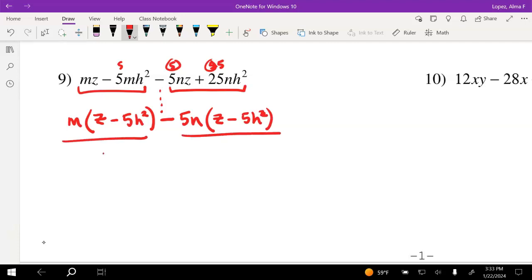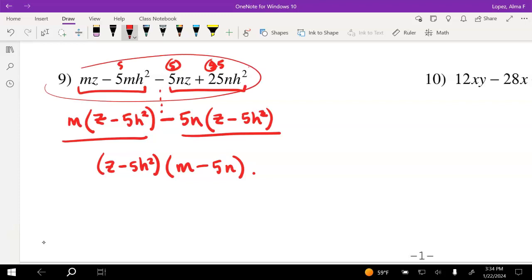These 2 terms happen to have that factor of z minus 5h squared in common. I can open up my leftover parentheses. When I factor the z minus 5h squared out of the first term, I'm left with an m. When I factor the z minus 5h squared out of the second term, I'm left with a minus 5n. Remember, you can always check by multiplying all the way back through again. If you get back to the original, even if they're out of order a little bit, you've got the right answer.